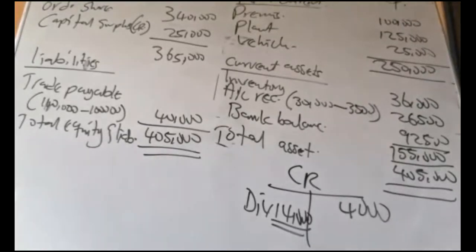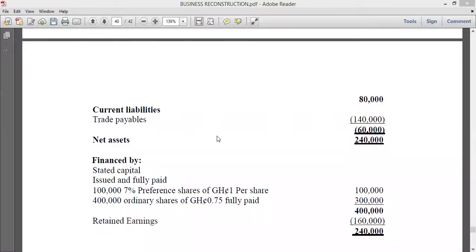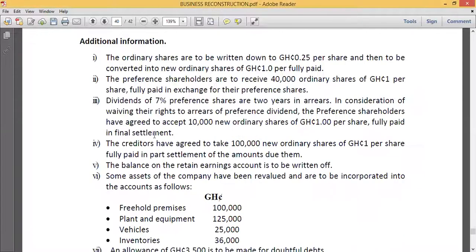Note 3. Good. So note 3 stated that dividend of the 7% preference shares are 2 years in arrears. In consideration of waiving their right to the arrears of preference dividend, the preference shareholders have agreed to accept 10,000 new shares, valued at what? 1 Ghana cedi. So it'll be 10,000 cedis, fully paid in final settlement.